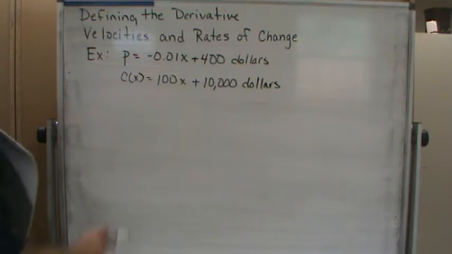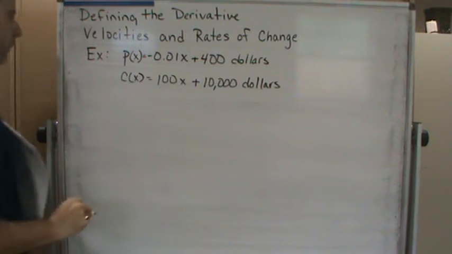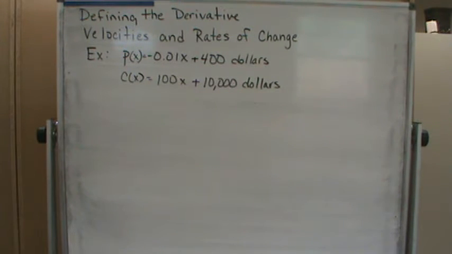Okay, so we have a price function and a cost function. Now it says, find the rate of change of profit when 10,000 games are produced. Should the toy company increase or decrease production?